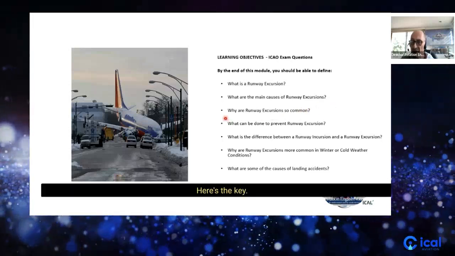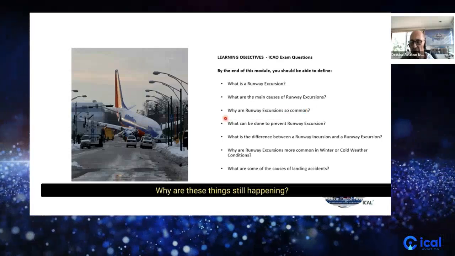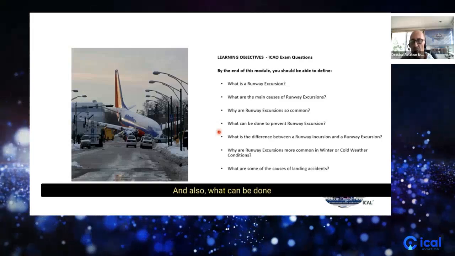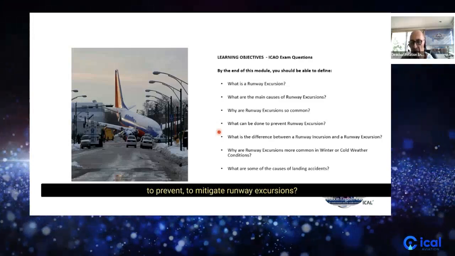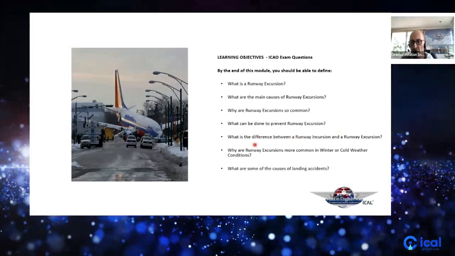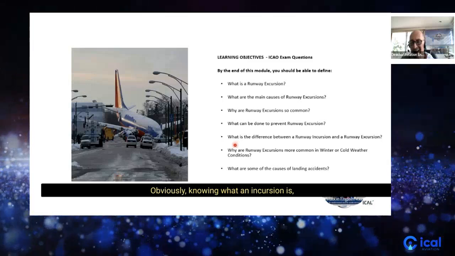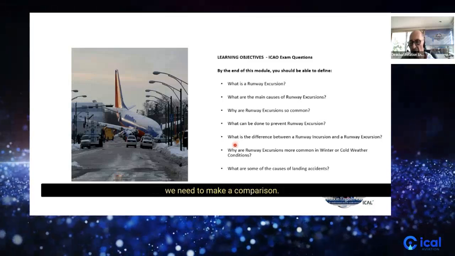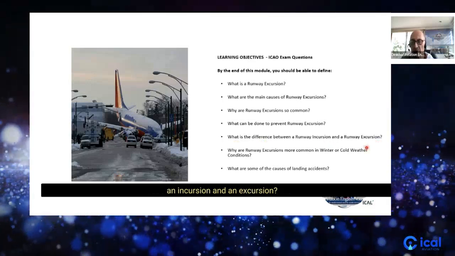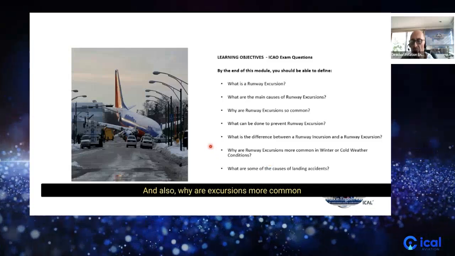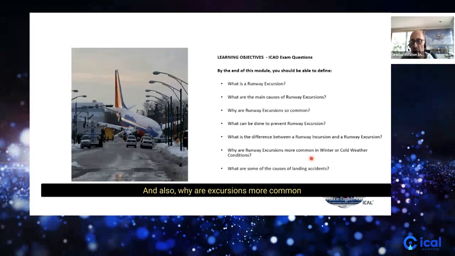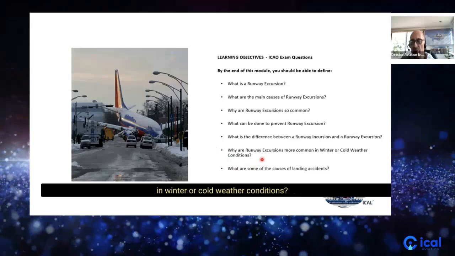Here's the key. Why are these things still happening? Why are they so common? And also, what can be done to prevent, to mitigate runway excursions? Obviously, knowing what an incursion is, we need to make a comparison. What is the difference between an incursion and an excursion? And also, why are excursions more common in winter or cold weather conditions?